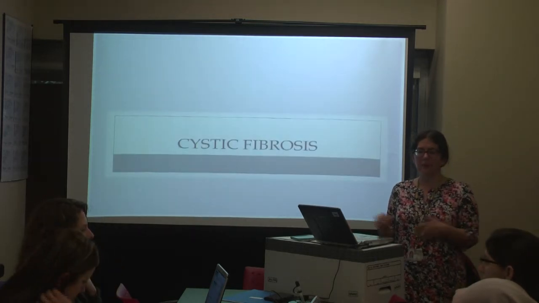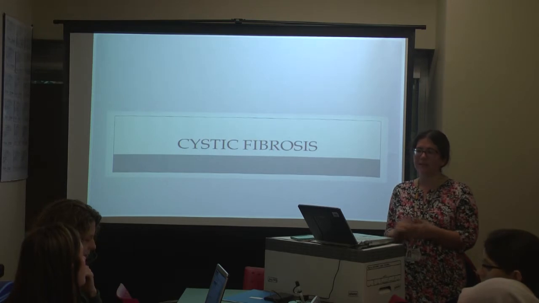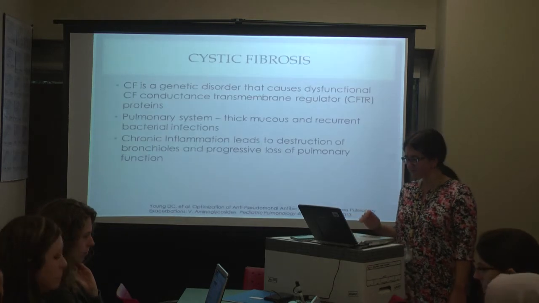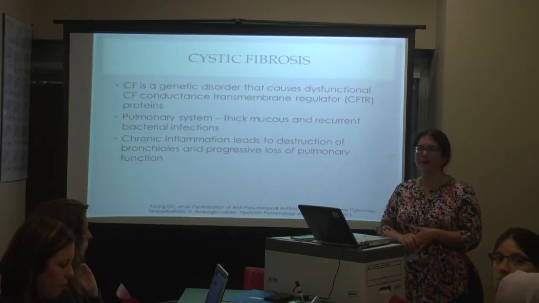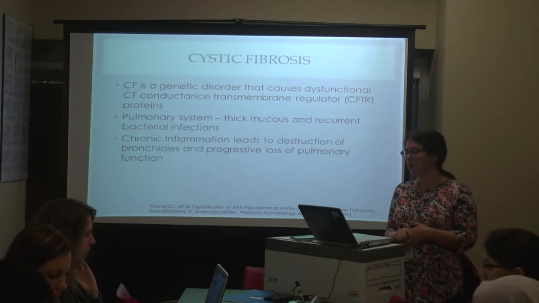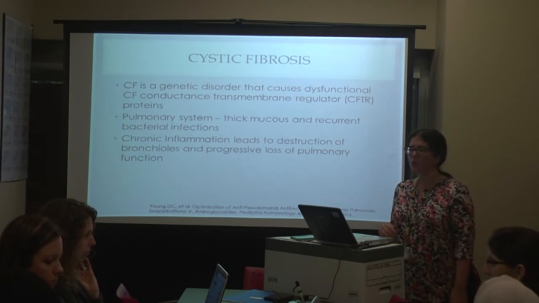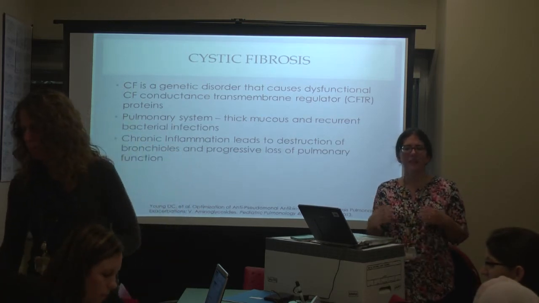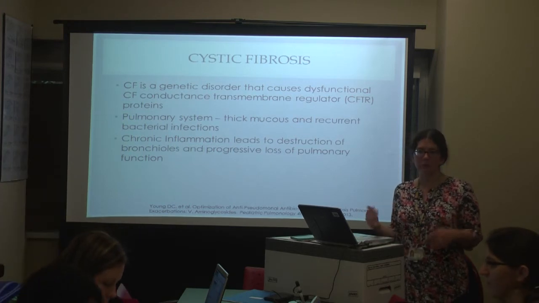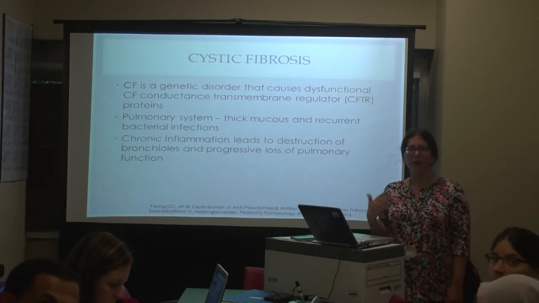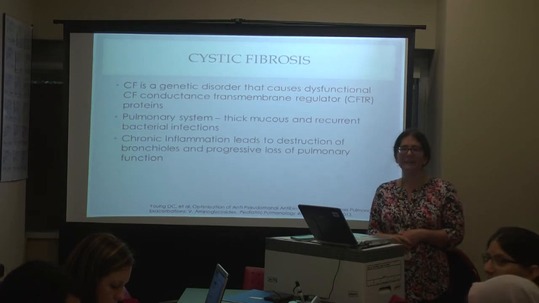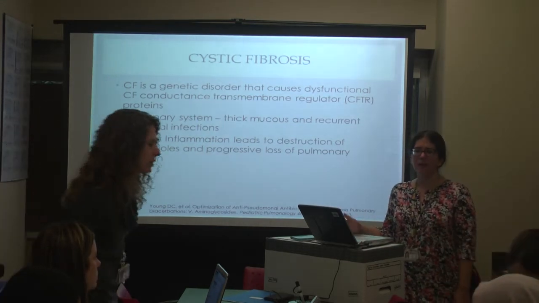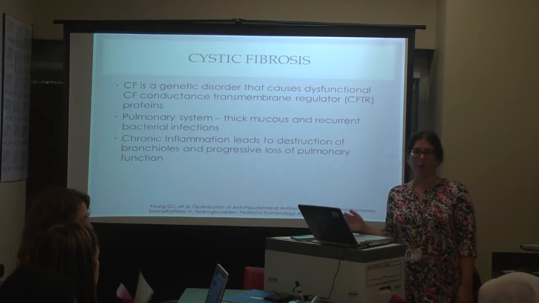So this patient is a cystic fibrosis patient, and that probably is the most common patient we see receiving aminoglycosides now. So I want to touch a little bit on how these patients are managed differently. So what is CF? It's a genetic disorder that causes dysfunctional CF transmembrane conductance regulator proteins. So what does that mean as far as using antibiotics in pulmonary infections? Well, it causes thick mucus throughout the pulmonary system, and that leads to recurrent bacterial infections. And these chronic and recurrent infections are going to lead to inflammation within the airways. This could lead to destruction of the bronchioles and progressive loss of pulmonary function. So that's what we're trying to avoid in these patients.